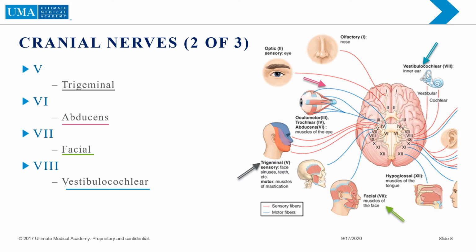The facial nerve, cranial nerve 7, is responsible for what its name suggests, the muscles in the face. The vestibular-cochlear nerve, or cranial nerve 8, is responsible for the inner ear and helps with the sense of hearing.